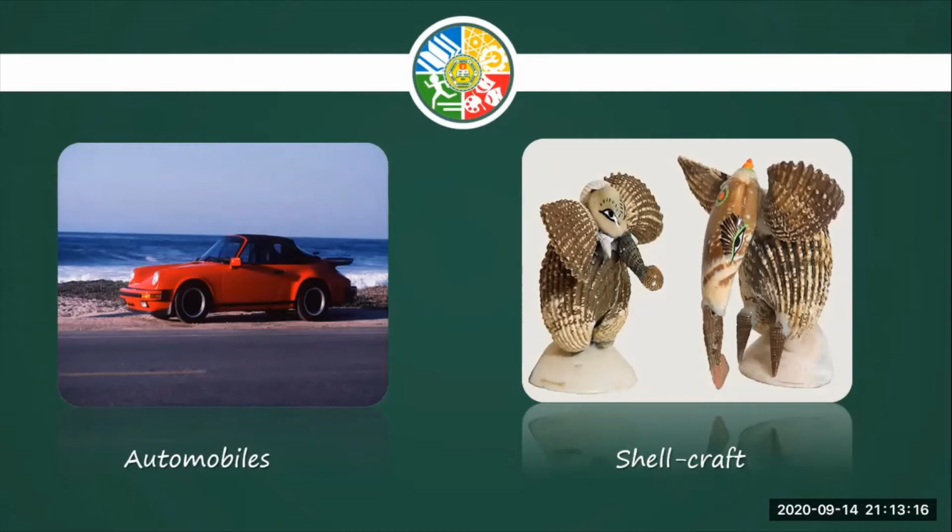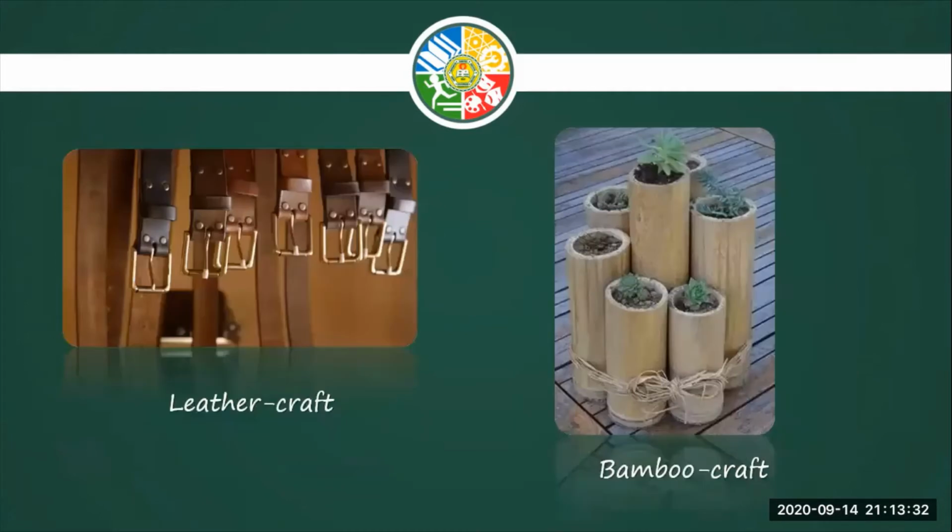such as the automobiles. In this other example for the shellcraft, for obvious reasons, we can say that the raw materials being used in this shellcraft are the shells itself, as well as the glue. It could also be the paint for the eyes in this example.